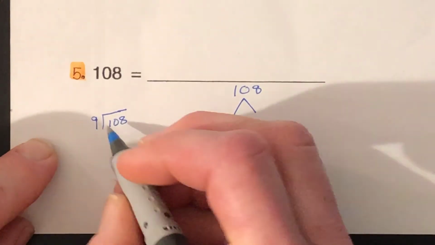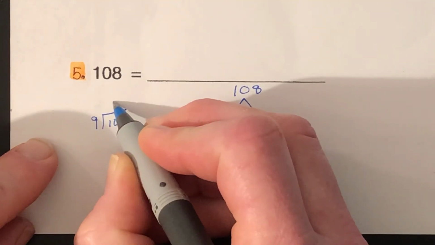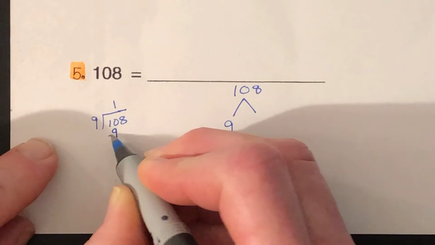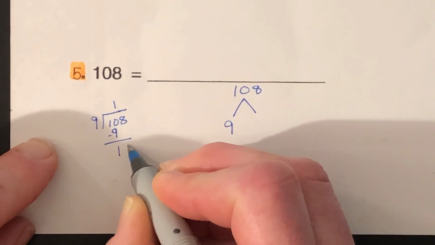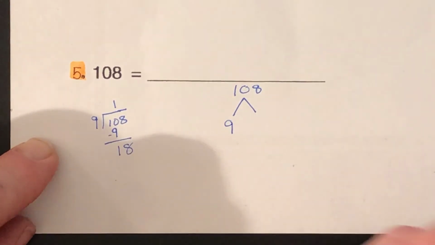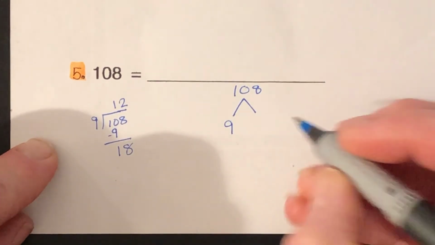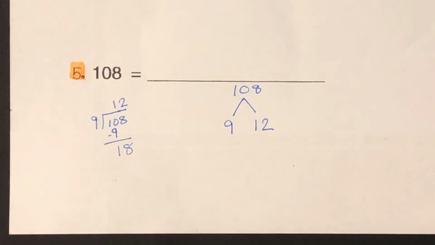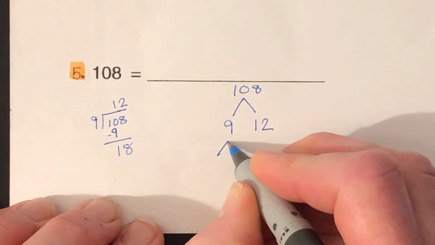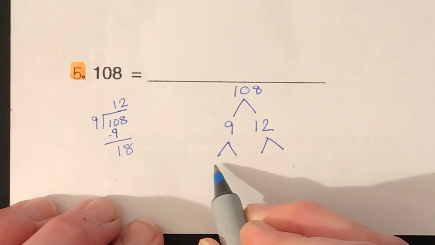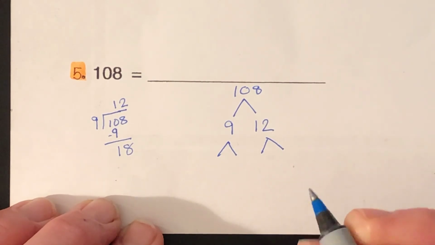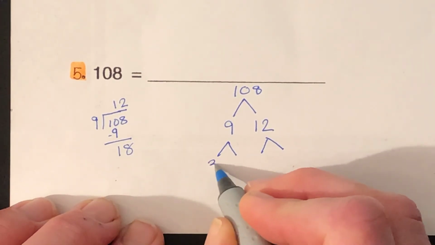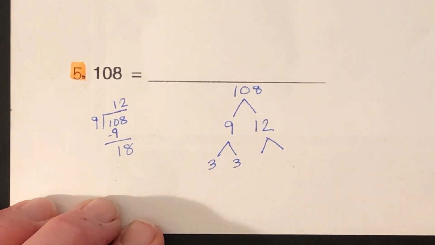9 goes into 10 one time. Subtract, I have 1, bring down the 8. 9 goes into 18 2 times. All right, 12. 9 times 12 is 108. Neither number is prime, so I can continue multiplying on. The only way to get 9 is 3 times 3. And they are both prime.